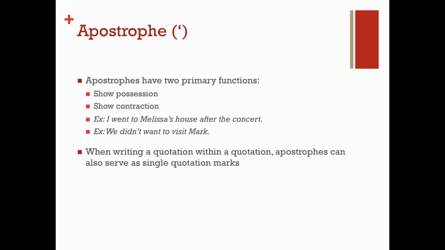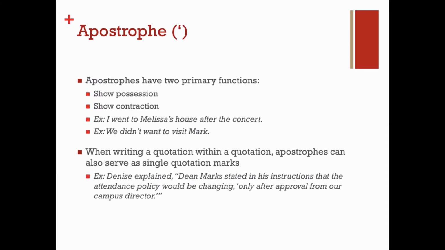When writing a quotation within a quotation, apostrophes can also serve as single quotation marks. So if you have a sentence where you are quoting someone and within that quote somebody else is quoting someone else, you can denote the second quote with apostrophe marks to look like single quotation marks. Example here: Denise explained, "Dean Marks stated in his instructions that 'the attendance policy would be changing only after approval from our campus director.'" The very last part of that sentence is something that was said by Dean Marks. The entire piece up to where the single quotation marks start was explained by Denise. So that's a quote within a quote.